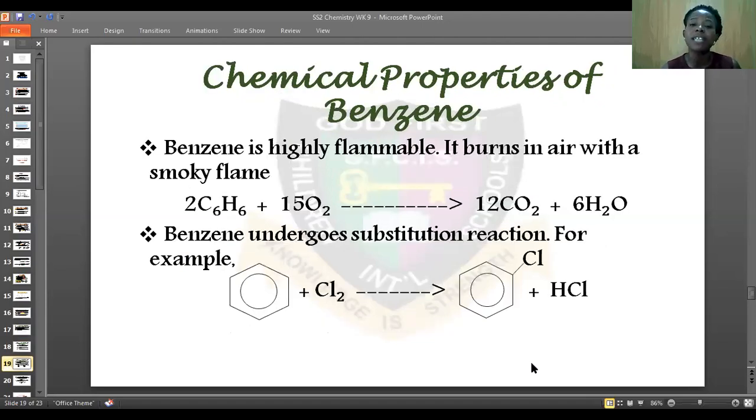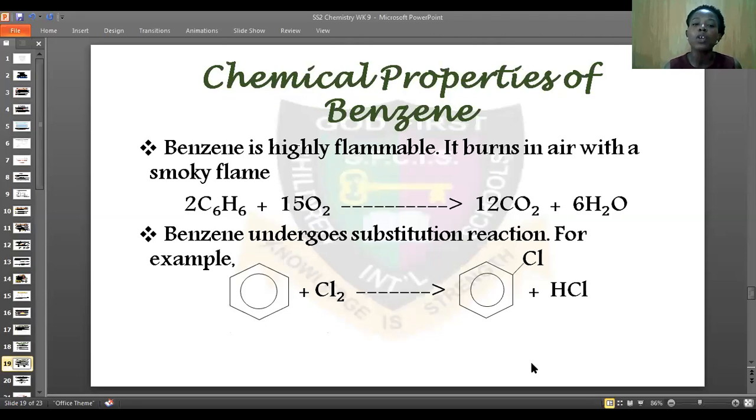Now, chemical properties. Benzene is highly flammable, that means it readily burns. It burns in air with a smoky flame because it is very unsaturated, to give you carbon dioxide, which is always the product of a carbon-containing compound. Then benzene undergoes substitution reaction.